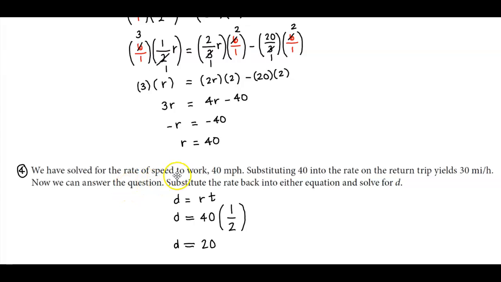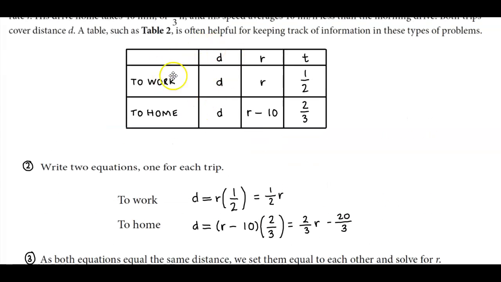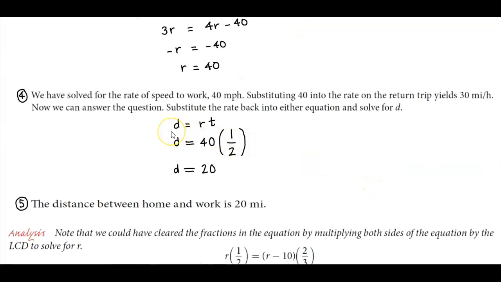So we have solved for the rate of speed to work, because R represented the speed to work. But we also need to find the speed to home. Substituting 40 into the rate on the return trip yields 30 miles per hour. Now we can answer the question: substitute the rate back into either equation and solve for D. D equals the rate times time, which is 40 times 1/2, and therefore the distance is equal to 20. Therefore, the distance between home and work is 20 miles.